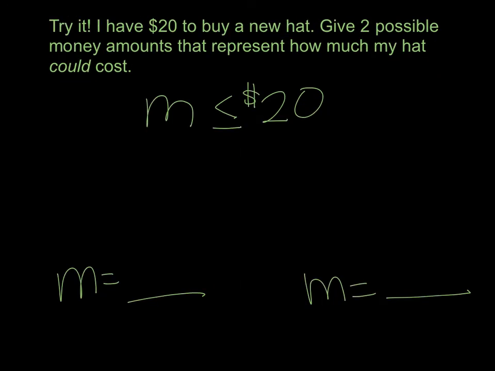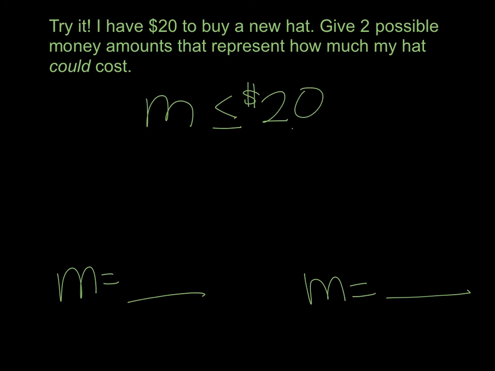So here's your chance to try it. I have $20 to buy myself a new hat. So give 2 possible money amounts that represent how much my hat could cost. Got 20 bucks in my pocket. M is less than or equal to $20. How many dollars could I spend? Give me 2 possible amounts. What's my budget for how much this hat could cost?